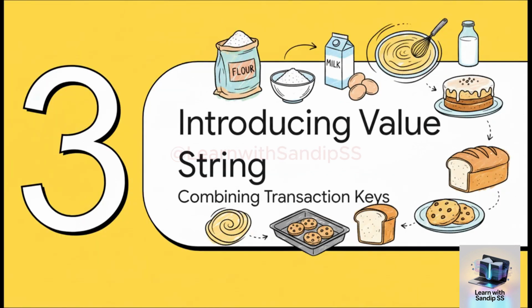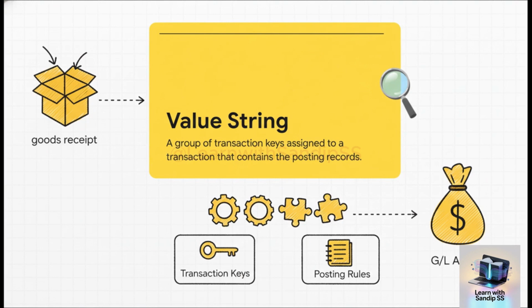So if those transaction keys we just talked about are our individual ingredients, you know, like flour, sugar, eggs, then the value string, well, that's the recipe. It tells the system which ingredients to use and in what order for any specific movement of goods. And this right here, this is the big aha moment. When a goods receipt happens, SAP doesn't go looking directly for a specific financial account, what we call a general ledger or GL account. Nope. Instead, it finds the pre-assigned recipe, the value string, and that recipe tells it which posting rules, which transaction keys it needs to use for this exact situation.